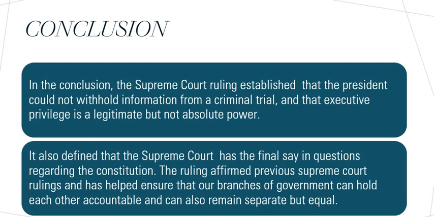In conclusion, the Supreme Court ruling established that the president could not withhold information from a criminal trial and that executive privilege is a legitimate but not absolute power. It also defined that the Supreme Court has the final say in questions regarding the Constitution. The ruling affirmed the previous Supreme Court rulings and has helped ensure that our branches of government can hold each other accountable and can also remain separate but equal.